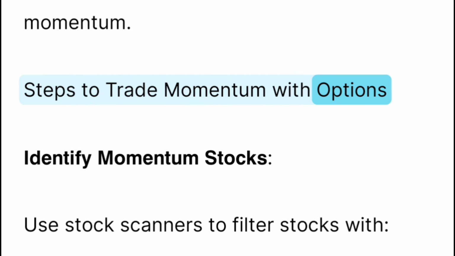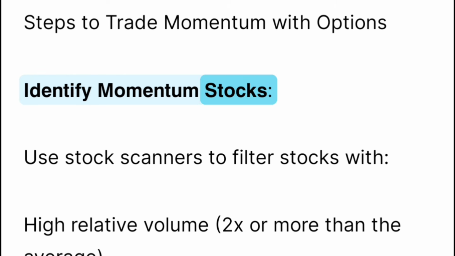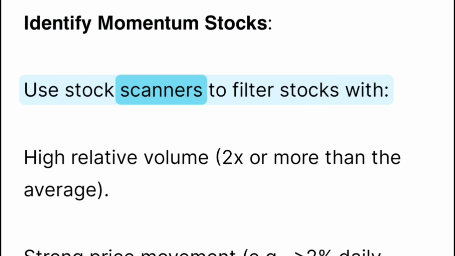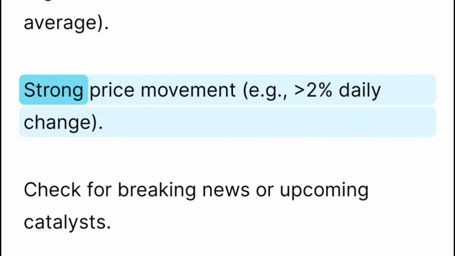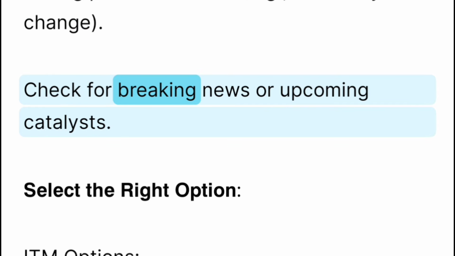Step one: identify momentum stocks. Use stock scanners to filter stocks with high relative volume, 2x or more than the average, and strong price movement, for example, 2% daily change. Check for breaking news or upcoming catalysts.